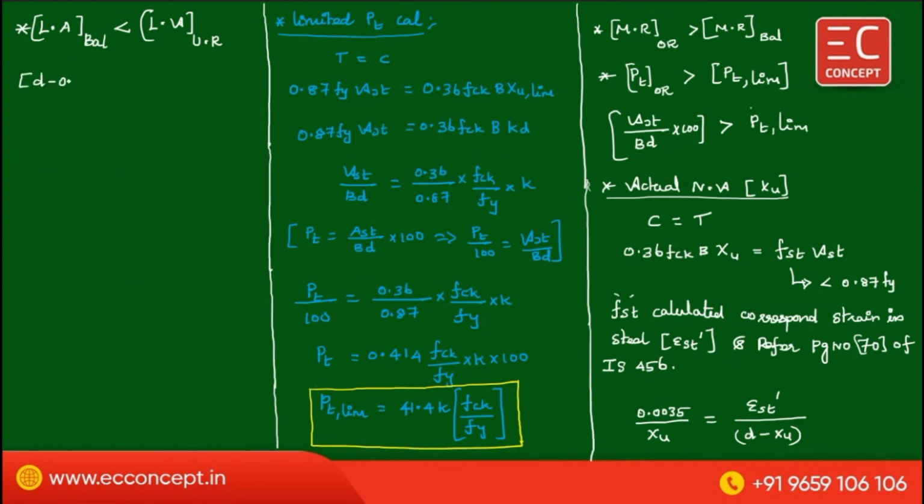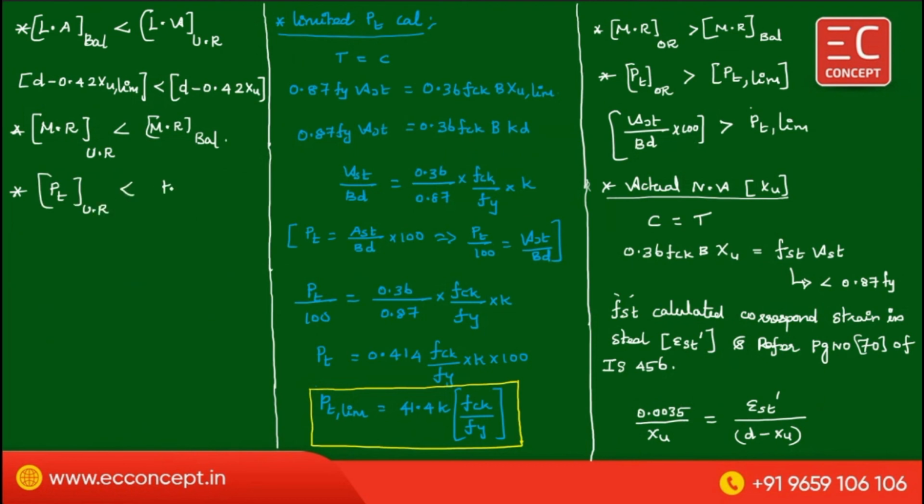What is the meaning? The lever arm is D minus 0.42 Xu limited in the balanced section, and D minus 0.42 Xu actually here. Because of this, the moment of resistance of under reinforced is less than the moment of resistance of balanced. Now, Pt for under reinforced is less than Pt for limited. Okay, so what is the meaning? Ast divided by B into D into 100 is less than Pt limited.